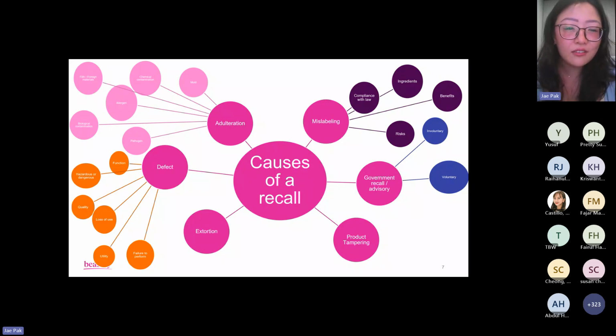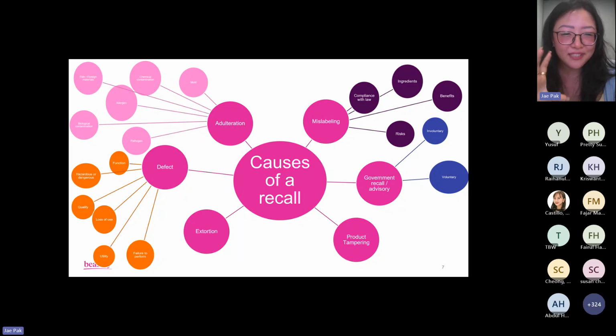Another cause of a recall is also extortion. And typically you will see extortion related more so to consumable products as opposed to non-food. And that's typically because you don't really see extortion happening with non-food products.